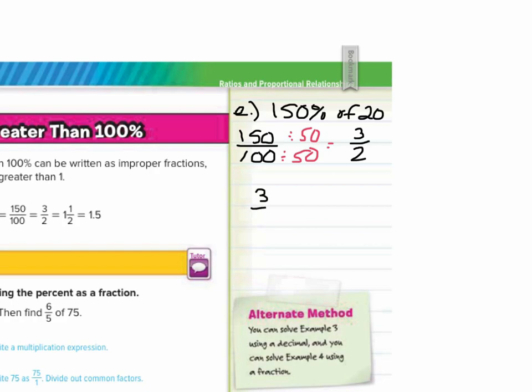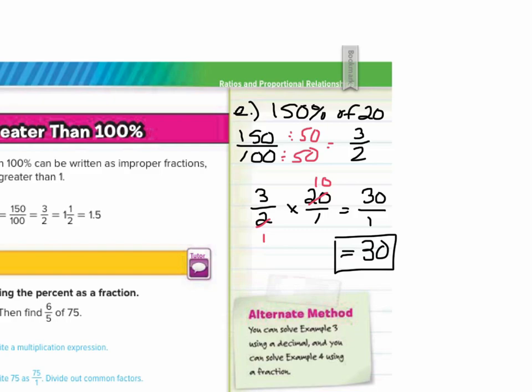Next, take that 3 halves, multiply it by 20, which is the same thing as 20 over 1. We can look to cross-simplify, divide by 2, divide by 2. 2 divided by 2 is 1. 20 divided by 2 is 10. 3 times 10 is 30. 1 times 1 is 1. And so our answer is 30. So 150% of 20 is 30.